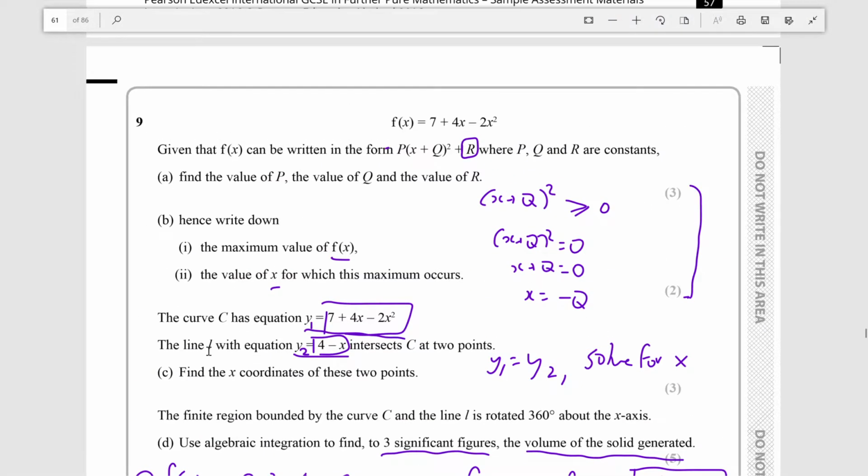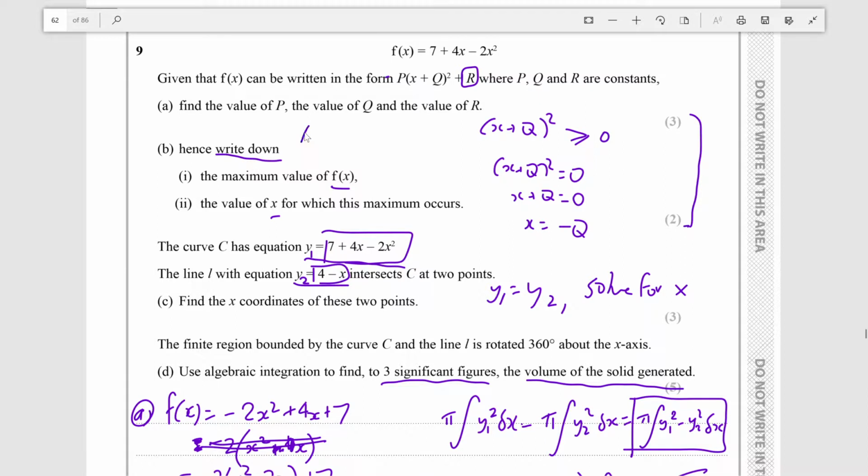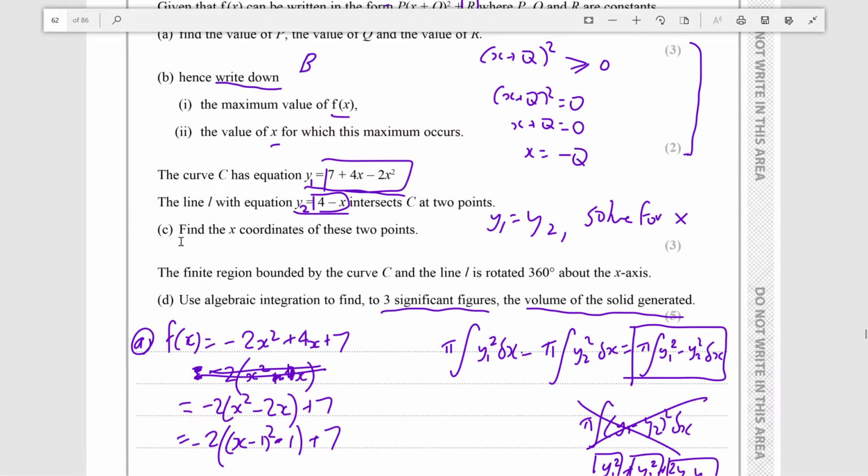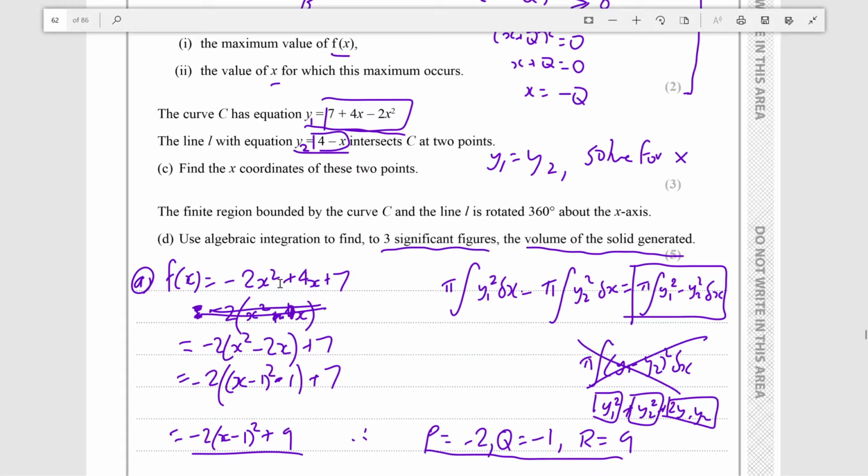Now, if it is a question with the instruction, the imperative, write down, they usually do not expect any working. You can put it there if you want, but you don't have to. It's normally a B mark, which means independent accuracy. That means that as long as you write down the correct answer, they have to give you the mark.